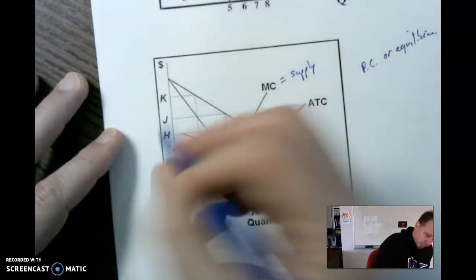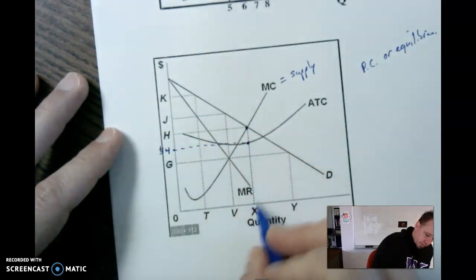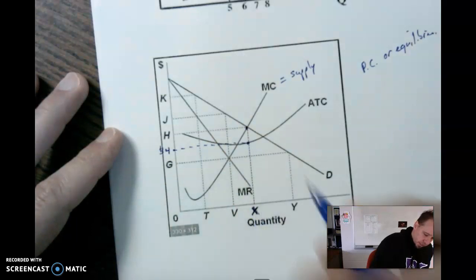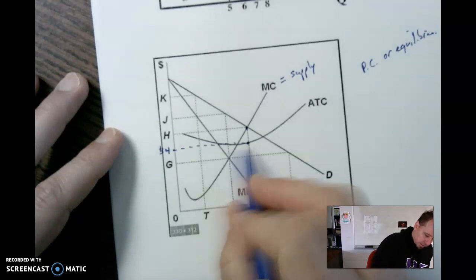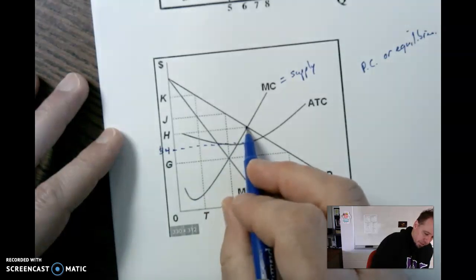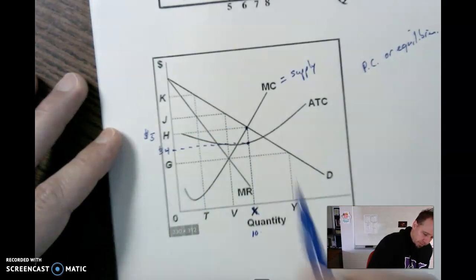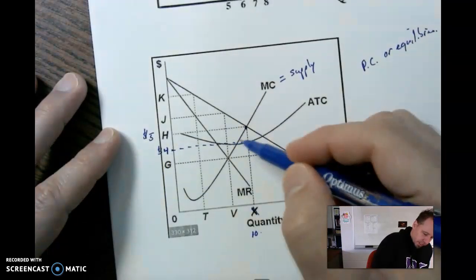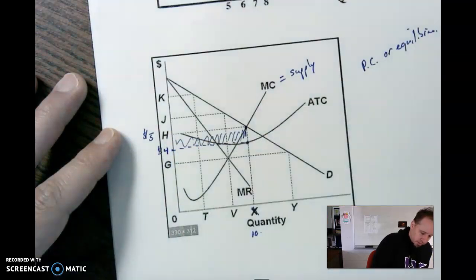Let's just make a number up. We'll say that's $4, where our output at X, whatever that output is, we'll just say 10. My average cost per unit is 4, so I have $40 of total cost. I come up and hit the marginal cost equilibrium, and we'll just say that's a price of 5 for fun. So you can see that my profit in equilibrium is that $1.